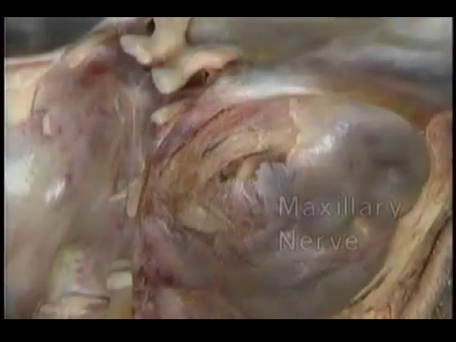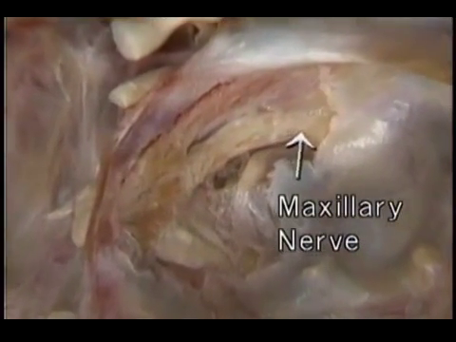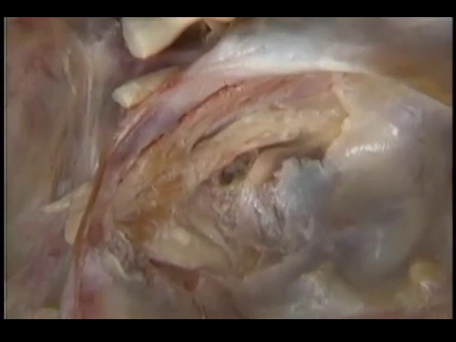Now that we're oriented, let's look at the maxillary nerve. As we've seen, the maxillary nerve runs forwards from the trigeminal ganglion and enters the foramen rotundum, which is here.